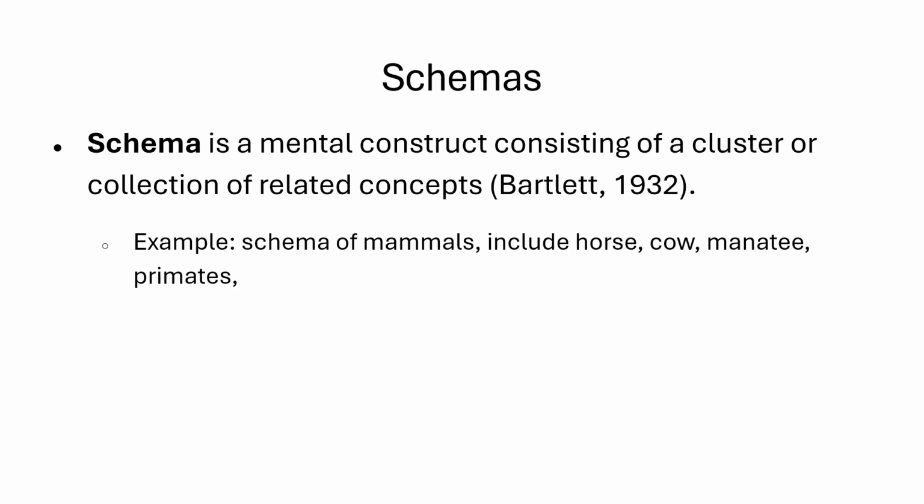Schemas are basically a cluster or collection of related concepts. So it's kind of a broader type of thing. For example, a schema of mammals would include horse, cow, manatee, primates. You can put cetaceans in there, like whales, dolphins. All of those things are mammals. So the schema is basically our ideas about the particular group.